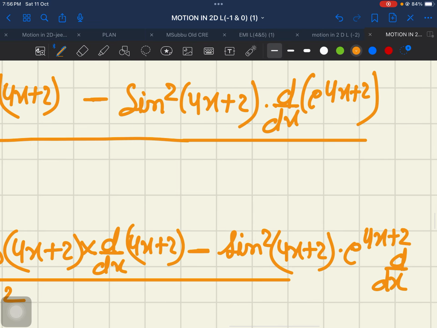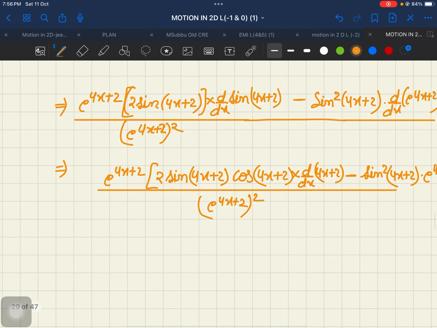Differentiation of what you have considered to be x. So this is what you have considered to be x, right? So differentiation of 4x plus 2. Check, everyone, right? I hope this is very much clear.